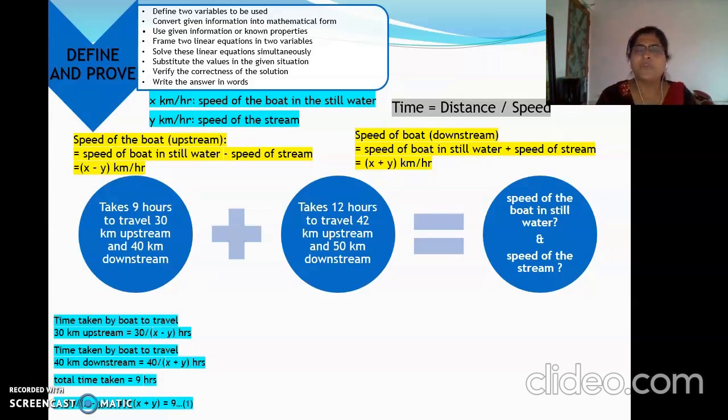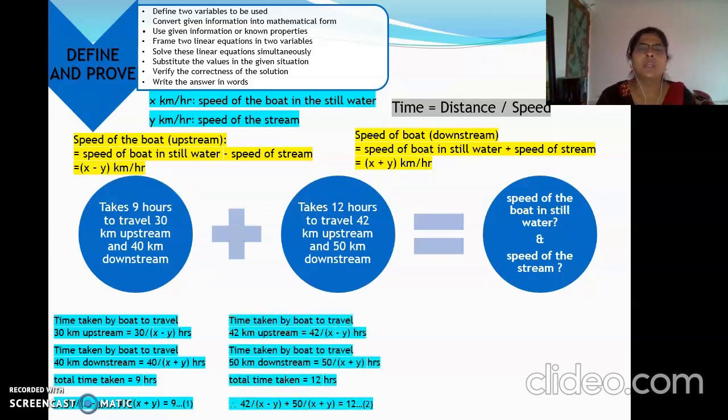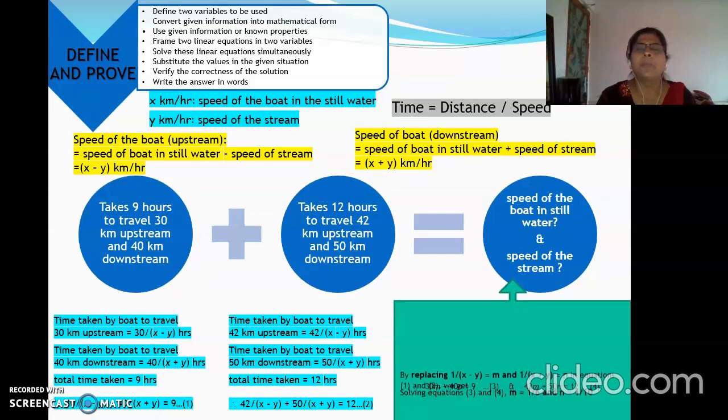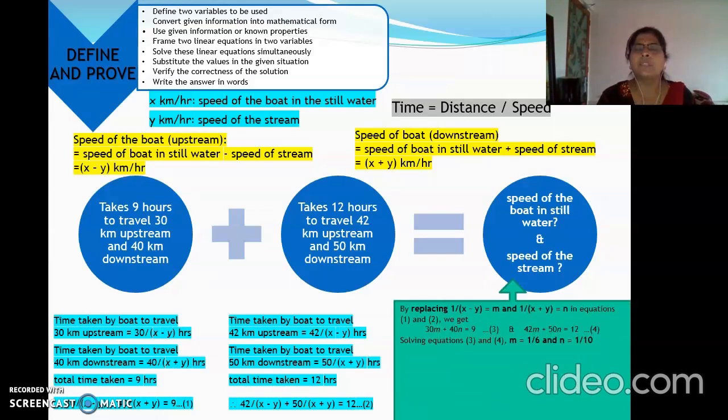Now from the second information, that the boat takes 12 hours to travel 42 kilometers upstream and 50 kilometers downstream, we get our second equation as 42 upon x minus y plus 50 upon x plus y is equal to 12. Now these two equations are not linear equations, but we can reduce them to linear equations by replacing 1 upon x minus y is equal to m and 1 upon x plus y is equal to n.